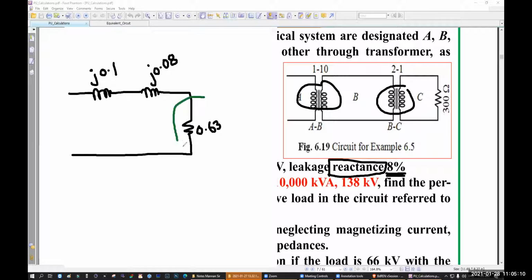Now think about this. Here your voltage is how much? How much voltage do you have here?